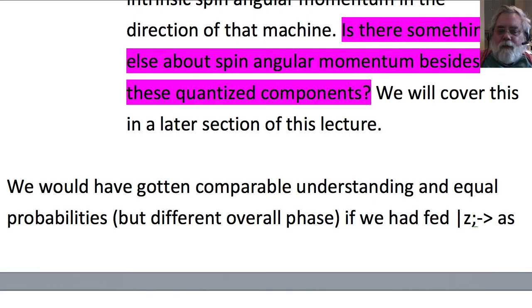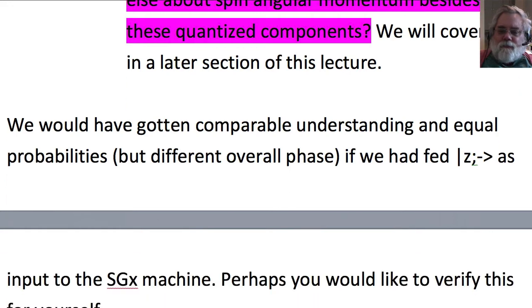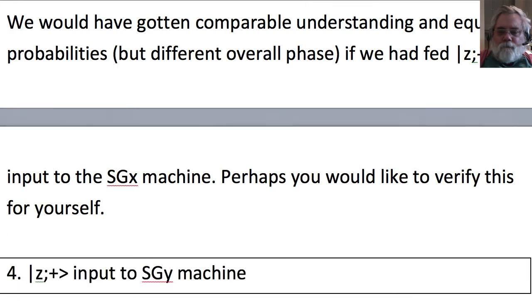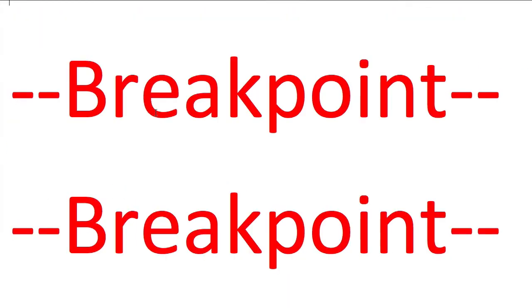Now, we would have gotten comparable understanding and equal probability, but maybe different overall phase, if instead of feeding in Z plus, we fed in Z minus as input to the SGX machines. You would still have gotten equal probability for X plus and X minus, the two outputs, and maybe you would like to verify this for yourself. This is a possible time to take a break.